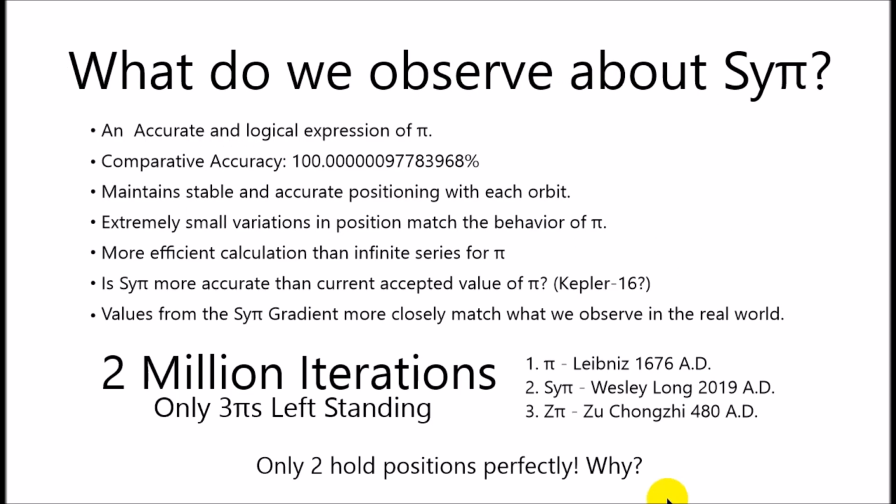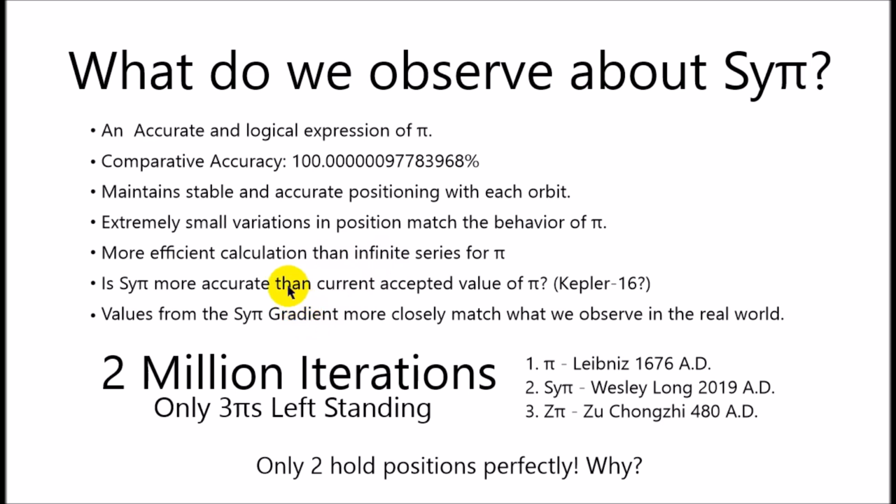So what do we got? What do we observe about SciPy? It's an accurate and logical way of expressing pi. It has a comparative accuracy of an extreme value. It maintains a stable and accurate positioning with each orbit. The extremely small variations in the position match the behavior of pi almost identically. It's more efficient of a calculation than an infinite series for pi.